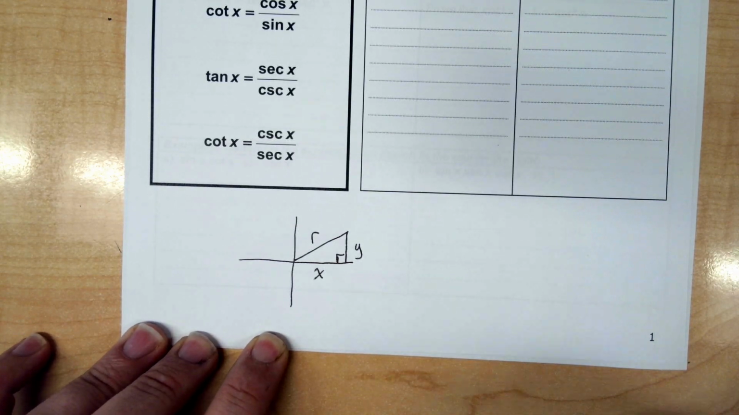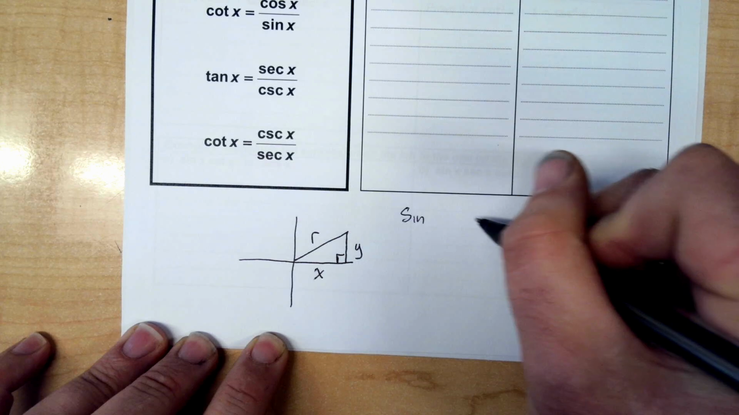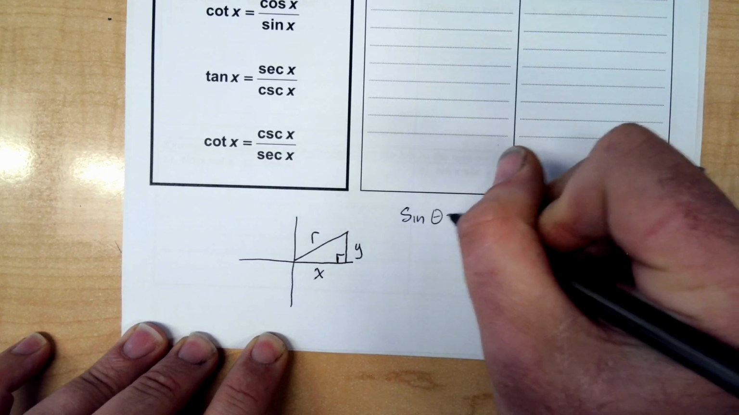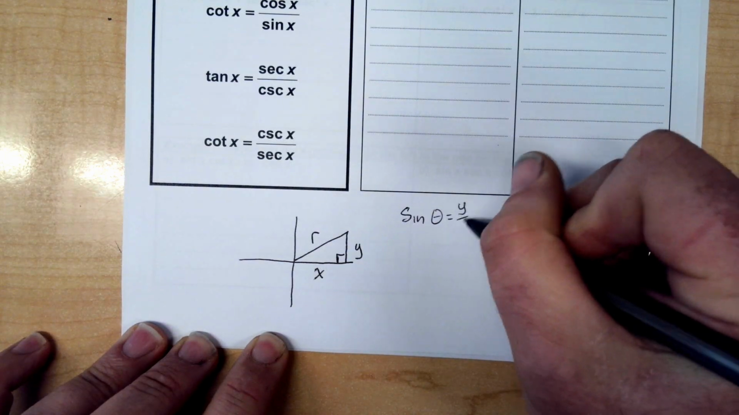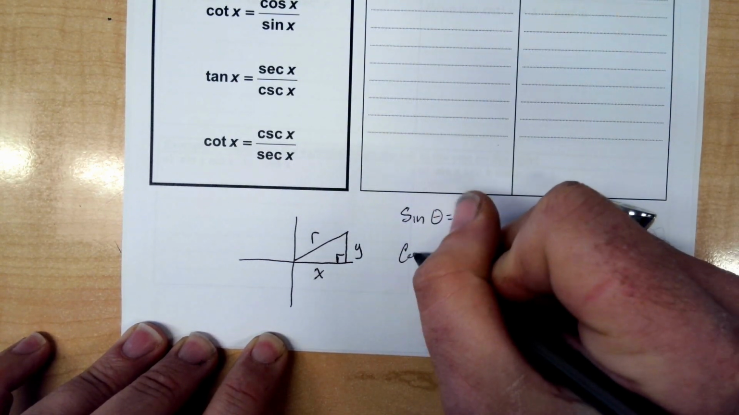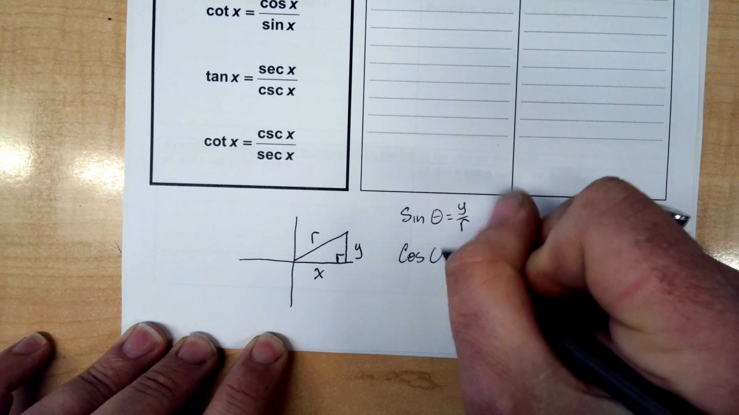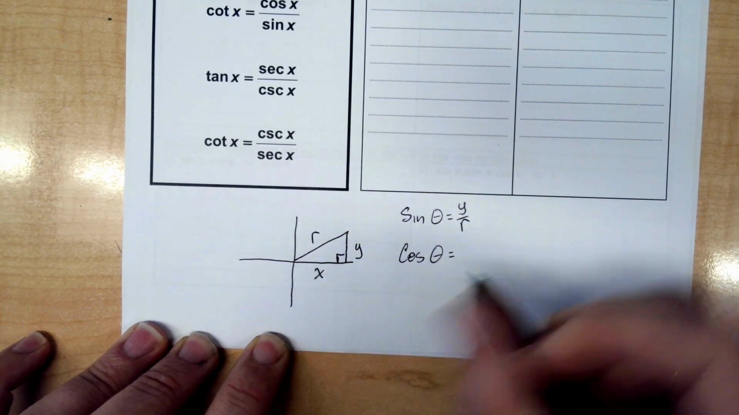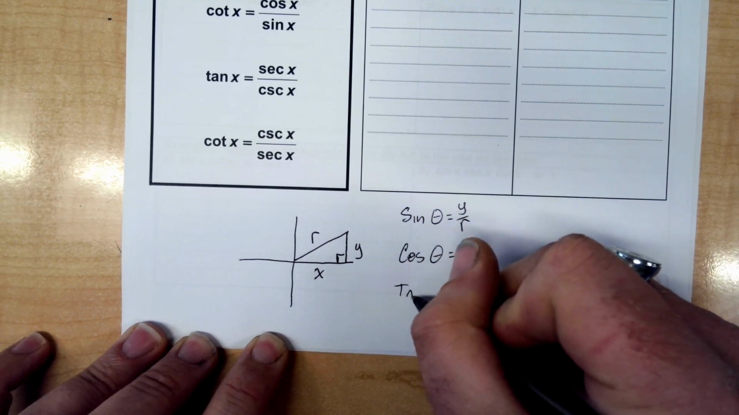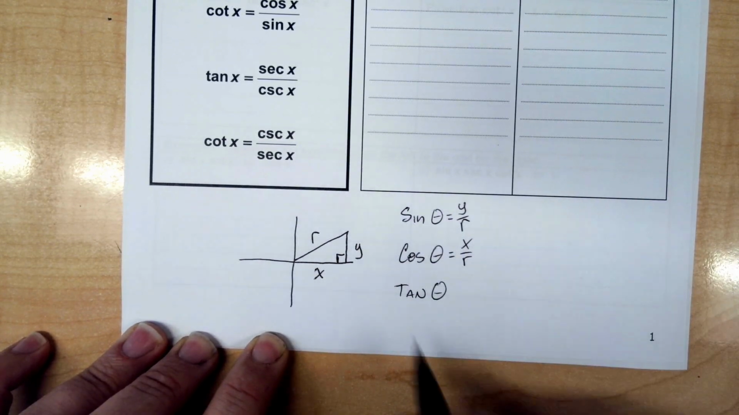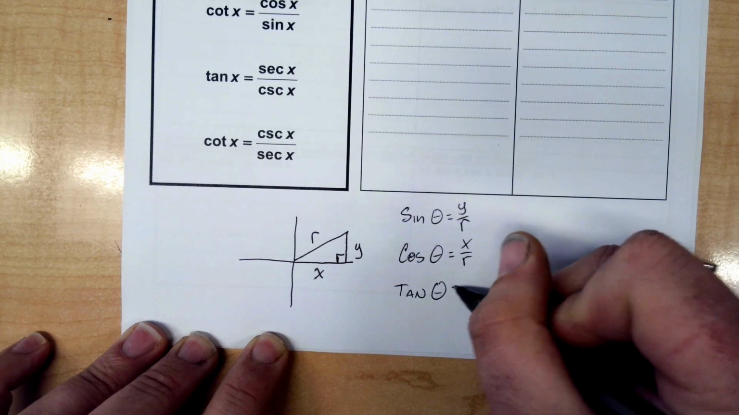Now, last semester, we looked at how the sine of an angle is y over r. The cosine of an angle equals the x over r. And then the tangent of an angle is the y over x, opposite over adjacent.